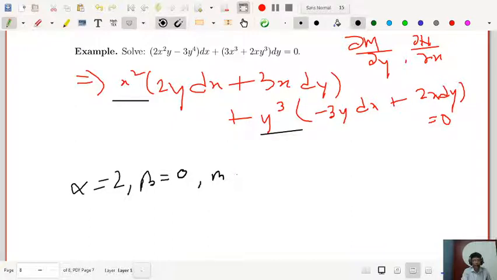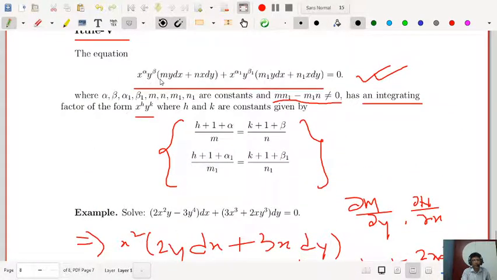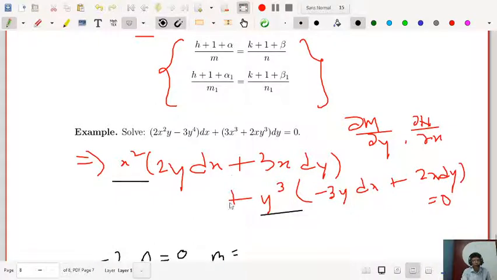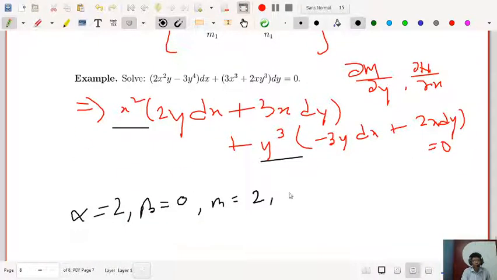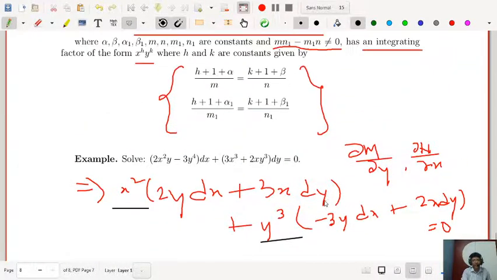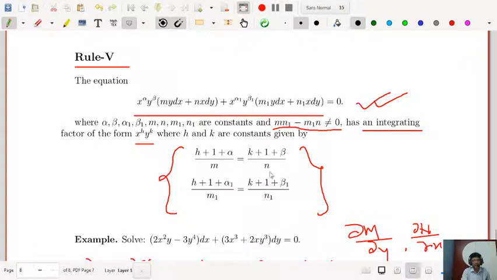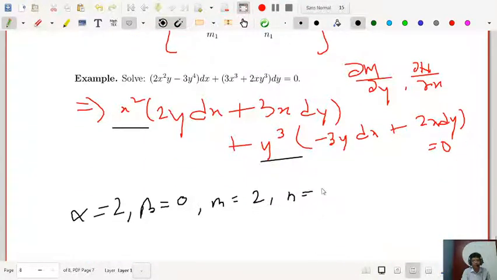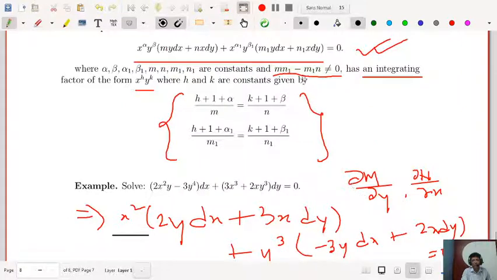What is your m? M is 2. Look at that. It is written m y dx. So you have m y dx. M is 2. What is your n? N is 3 because you have n x dy. Okay. And what is your m1?